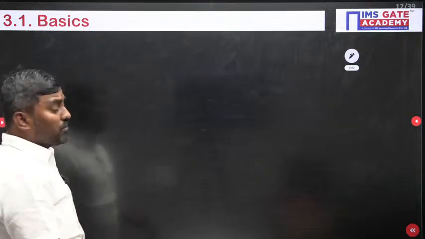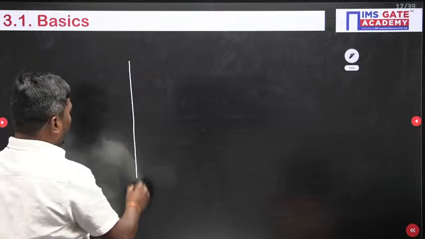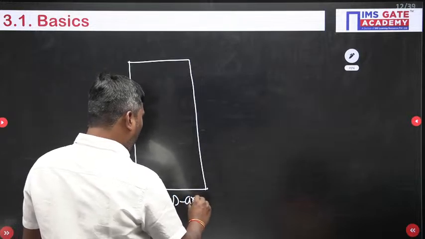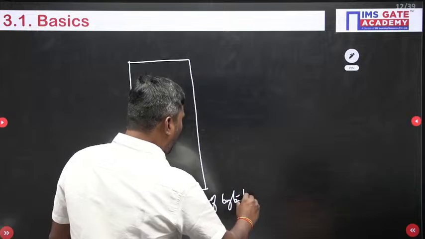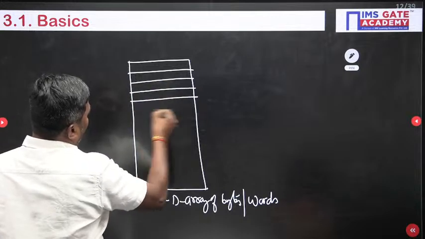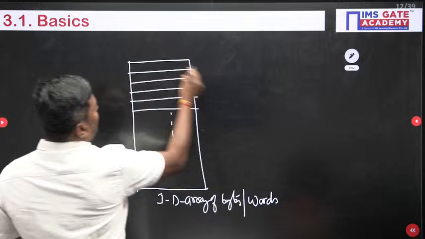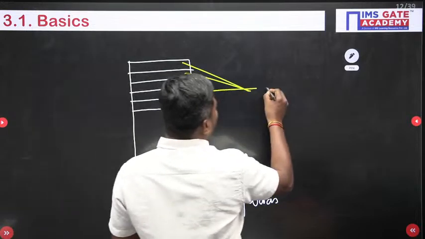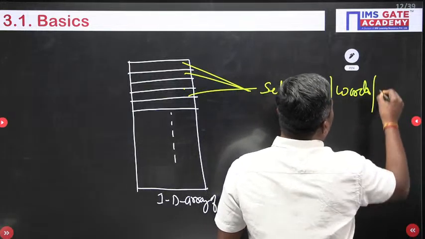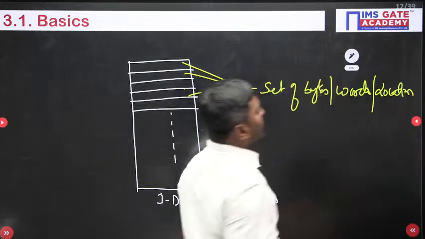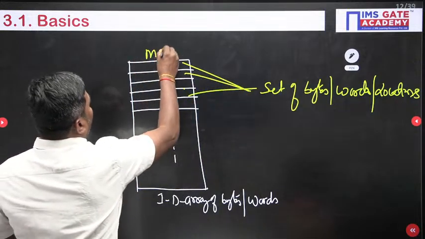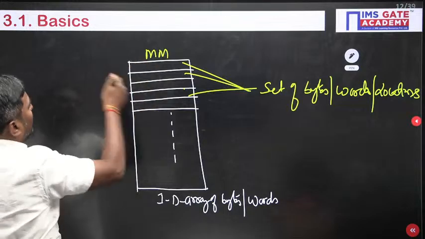From the basics, what is to be observed? What is a memory? You should visualize memory like a one-dimensional array of bytes or words. Like I am saying, the elements are an array of bytes or words, or we can say a set of locations, or cells. Now, this is the main memory I am taking. Every location, word or byte is associated with an address.